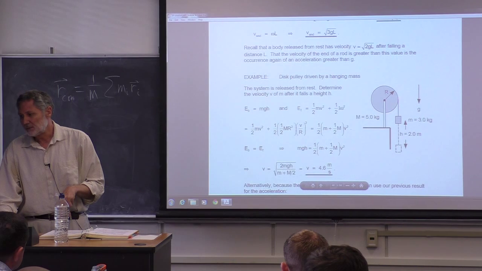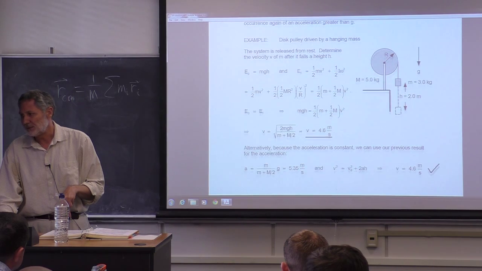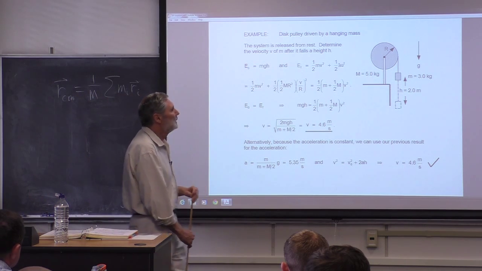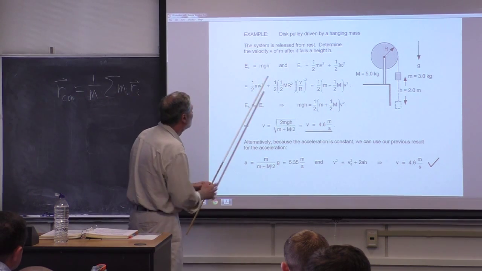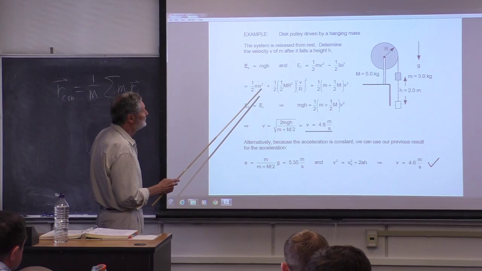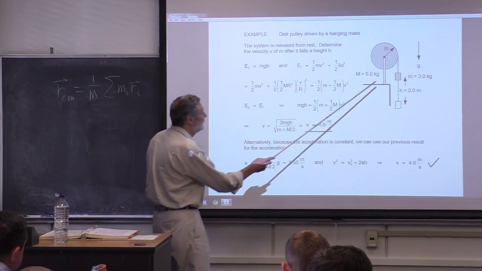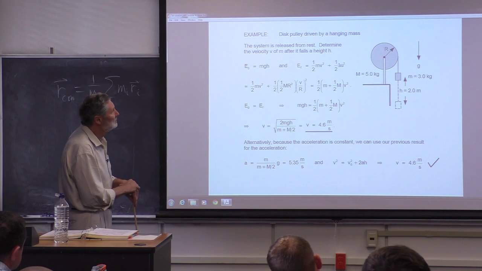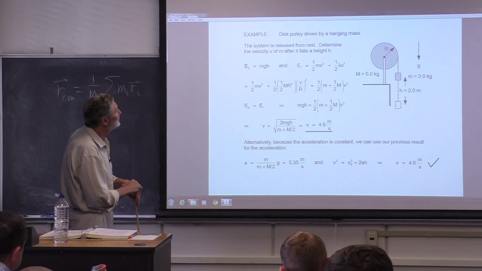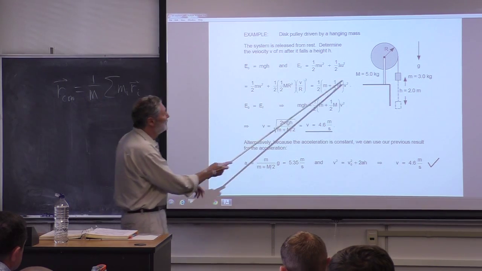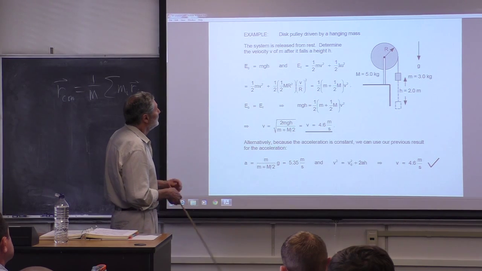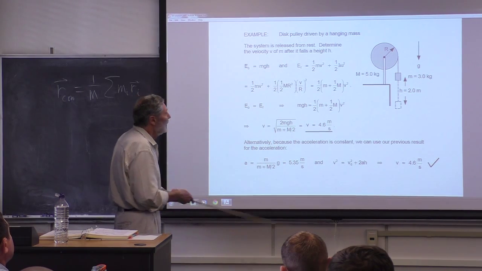Okay, the final problem here, we're also going to use energy conservation. This gets back to the demo that we did before. We have a hanging mass driving this disk. It's a frictionless, uniform disk of mass 5 kilograms. And we release it from rest.